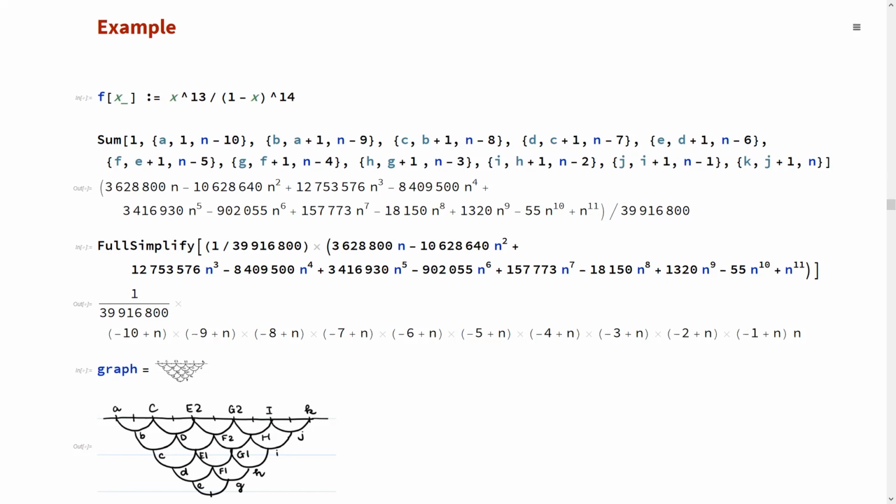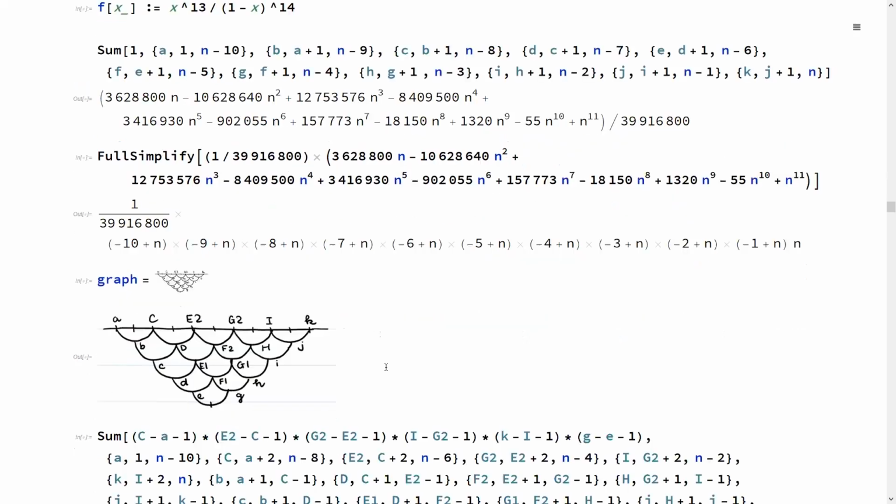Now, given 11 points, how do I find all possible ways to put labels using numbers from 1 to n? Well, the first point can have the value 1 all the way to n minus 10. The second point can have the value a plus 1 all the way to n minus 9, and so on. And so we compute this value and we keep it in memory.